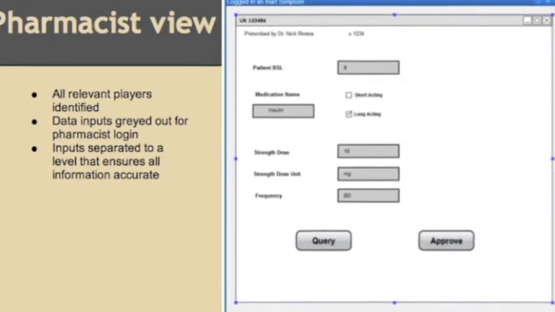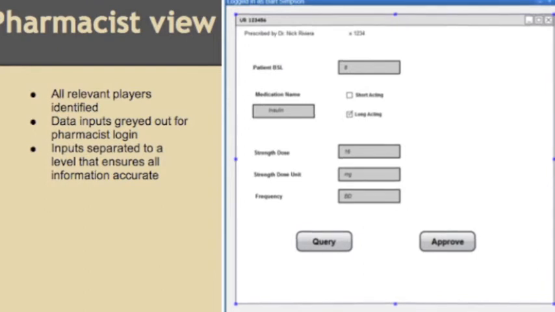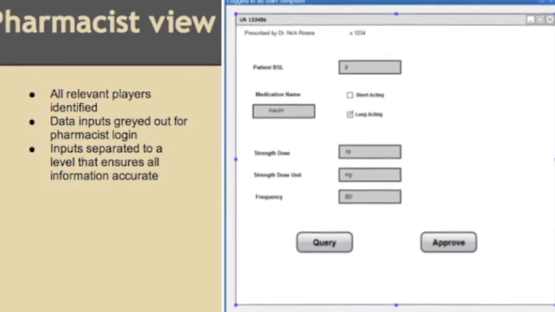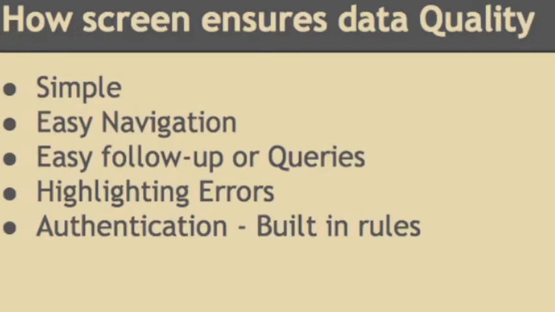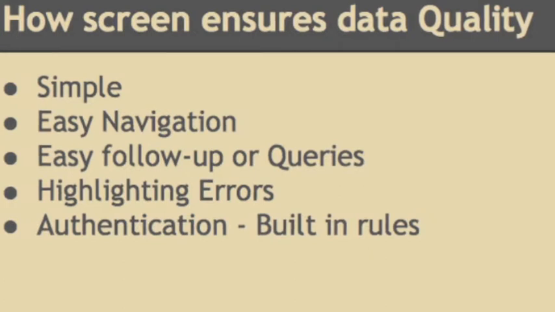Inputs are separated to a level that ensures all information is accurate. As you can see, the strength of the dose, the measurement, and the frequency are each displayed separately to avoid any errors. This ensures that information such as the unit of drug are put in accurately. The screen design developed for our e-prescription system ensures data quality by achieving the following: providing a simple and easy to navigate design that helps facilitate transparency.